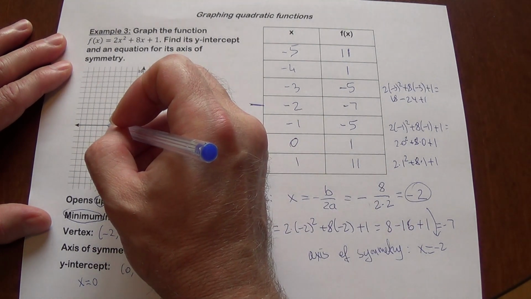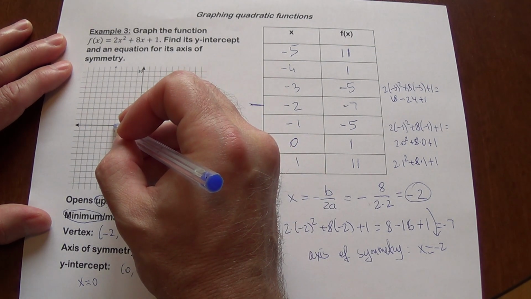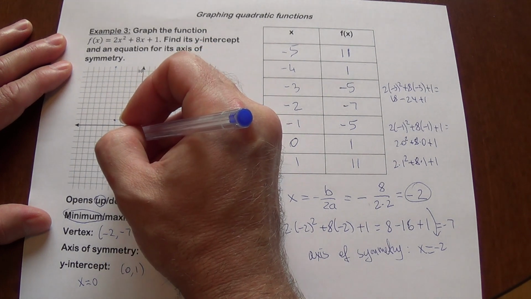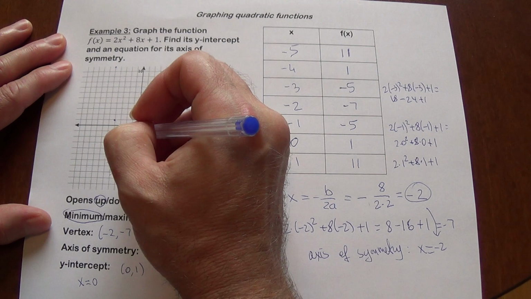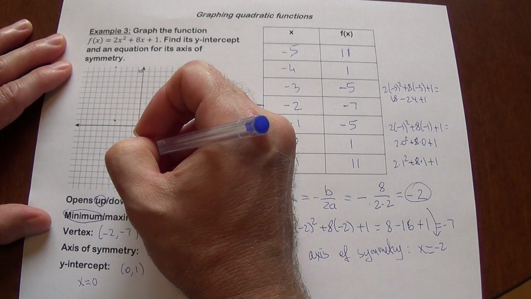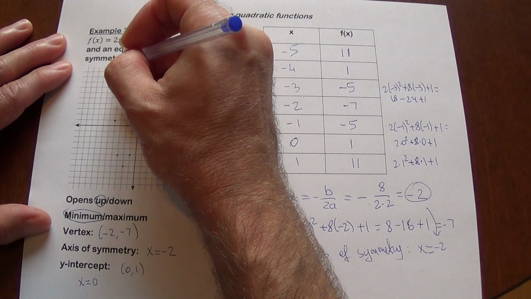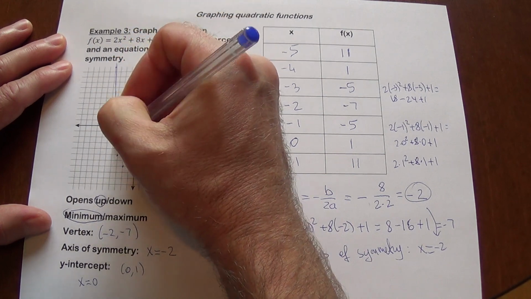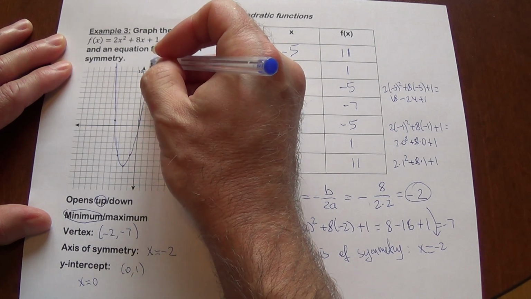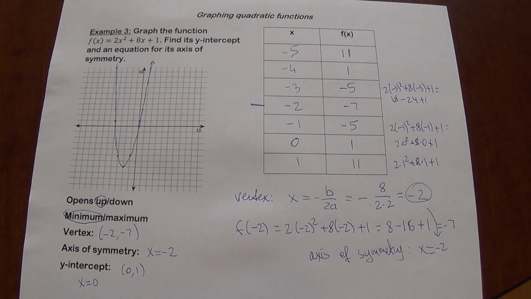So negative 5, 11, 11 is kind of right there. Negative 4, 1. Negative 3, negative 5. Negative 2 is negative 7. Negative 1 is negative 5. 0, 1. And 1, 11. And we connect them very carefully. We do need to make sure it's nice and smooth. And there is our graph. Okay. So hope you see it's not that difficult to do. Hope this helps.